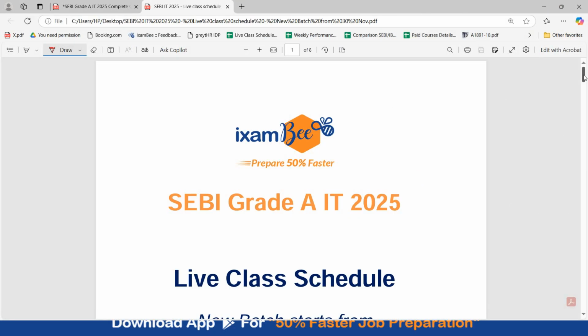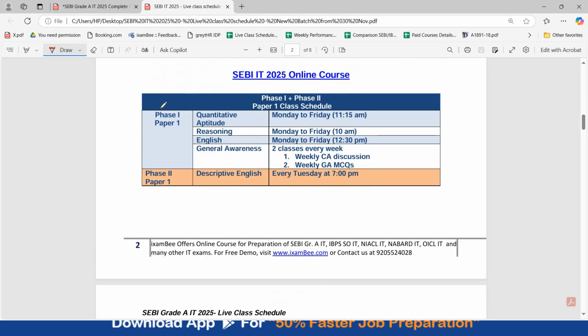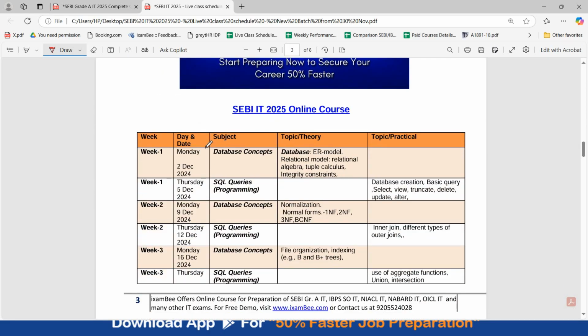This is the class plan. This is added in the description. When you check out the class plan, you will see your QRE, GA, descriptive English classes are scheduled on a weekly basis in this way. QRE every day from Monday to Friday, general awareness 2 classes every week, descriptive English classes every Tuesday. Then you have your IT classes every Monday and Thursday.